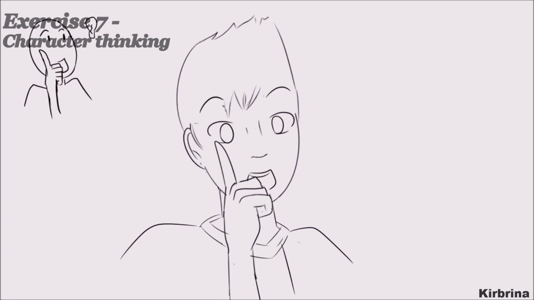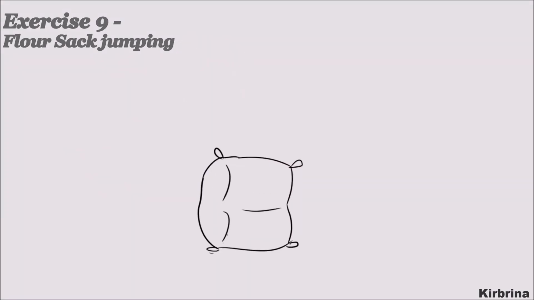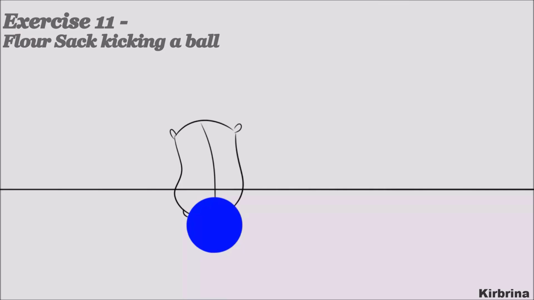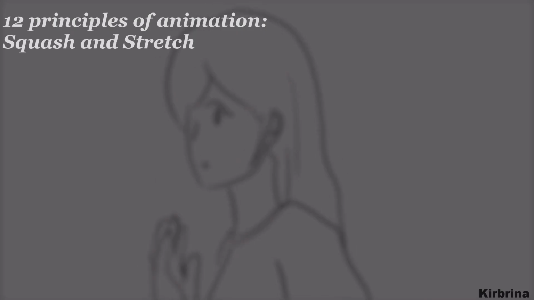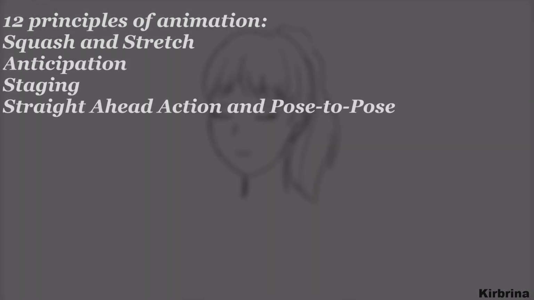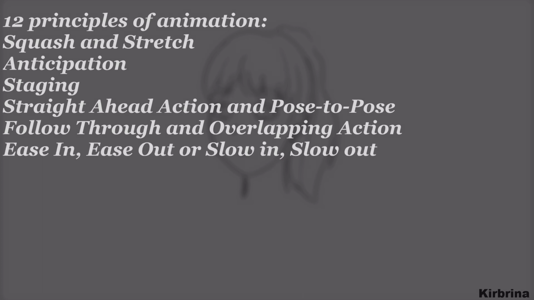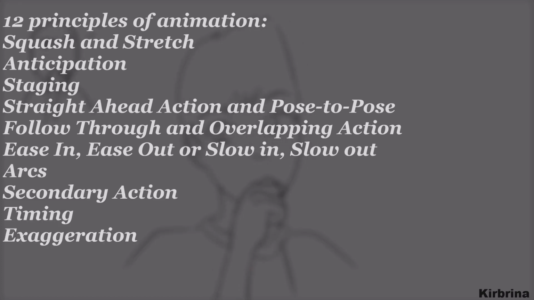For the people who don't know, the 12 principles of animation are an essential part of the logic behind the movement and the composition of an animation. The principles are squash and stretch, anticipation, staging, straight ahead action and pose to pose, follow-through and overlapping action, ease in, ease out, or also slow in or slow out, arcs, secondary action, timing, exaggeration, solid drawing, and appeal.